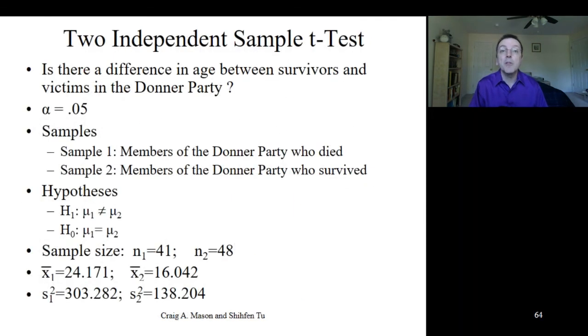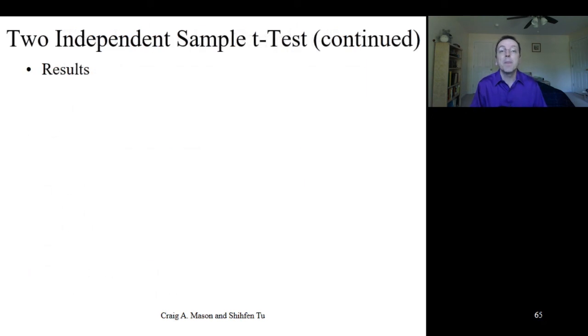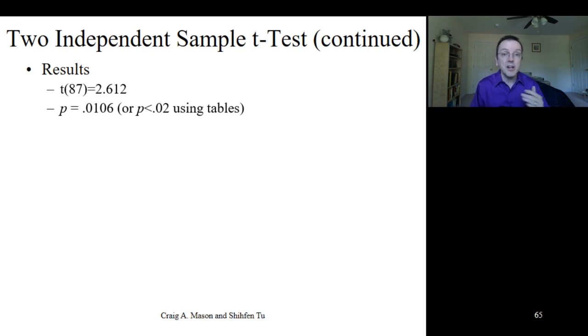Here's our initial summary of what we knew at the start of the analysis. We had our research question, our hypotheses, our samples, and the sample Ns and means and variances. Our results were that we obtained a t with 87 degrees of freedom equal to 2.612. The p-value for that t-score was 0.0106, but of course it may be a little different if you were using tables and not a t-score calculator of some kind.